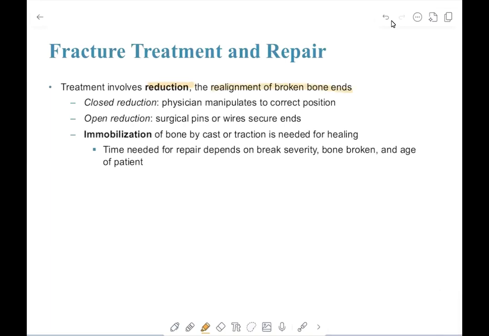So the way in which these fractures are treated is through, first of all, reduction, where there's realignment of the broken bones. So if it's closed reduction, the physician can manipulate it to the correct position. If it's open, it's going to require surgical pins or wires to secure the ends. Then immobilization, where the bone has a cast or traction for healing. And then the time needed for repair depends on the break severity, the broken bone, and the age of the patient as well.